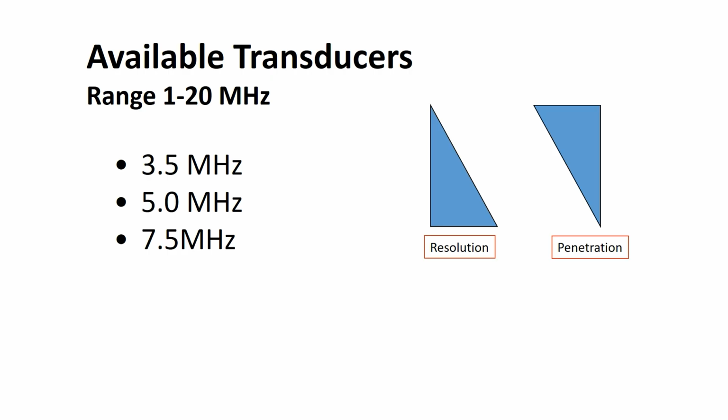So, these pictures are showing the resolution as well as the penetration power of the transducer. The commonly used transducers range from 1 to 20 megahertz, but in our veterinary practice, 3.5, 5 and 7.5 megahertz are commonly used in most animals.